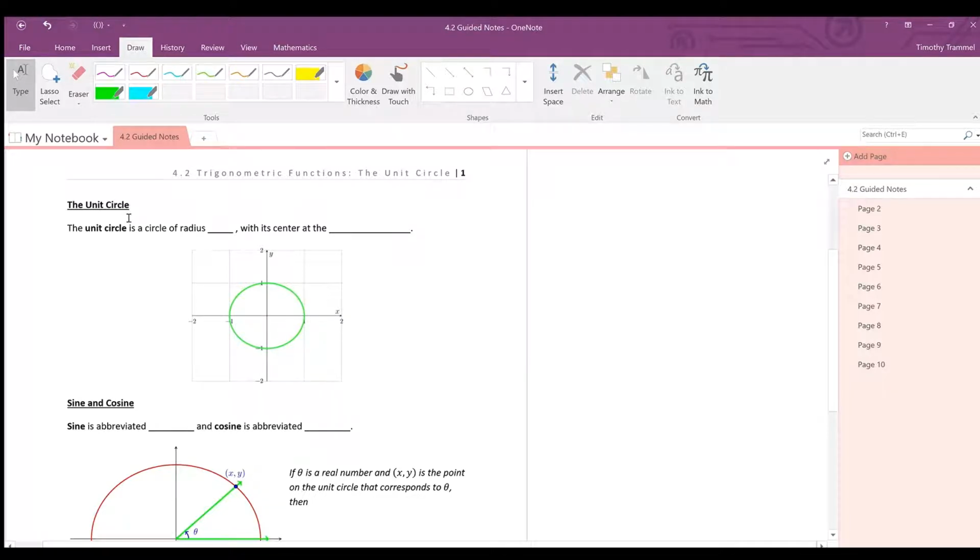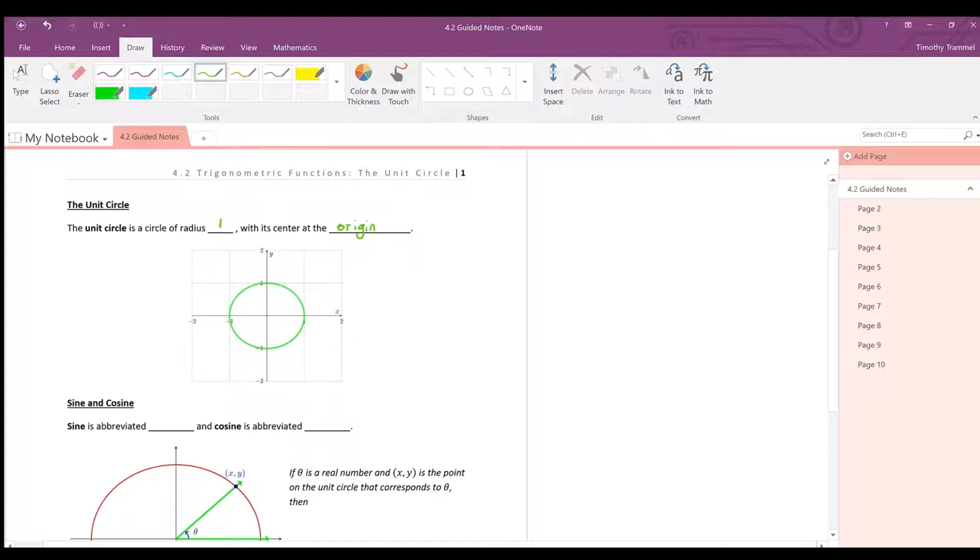Today we are going to finally learn about those trig functions that I've been talking about. The first thing that we need here is our unit circle. The unit circle is a circle of radius 1. You might have been able to guess that the word unit is oftentimes used for 1 in mathematics, with its center at the origin.